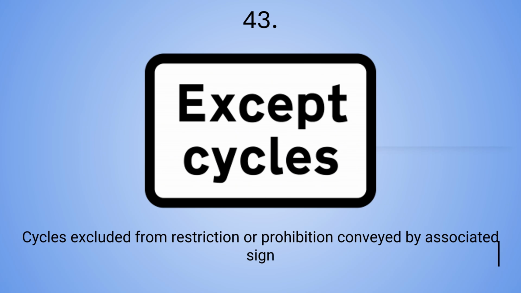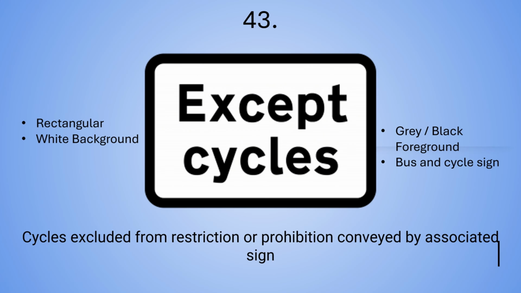Sign number 43 means cycles excluded from restriction or prohibition conveyed by associated sign. This sign is also rectangular in shape. It has a white background, gray or black foreground, and it's a bus and cycle sign. And it's exactly the same as the bus sign, however this one is except cycles, so traffic with vehicles is prohibited with the exemption of cycles.